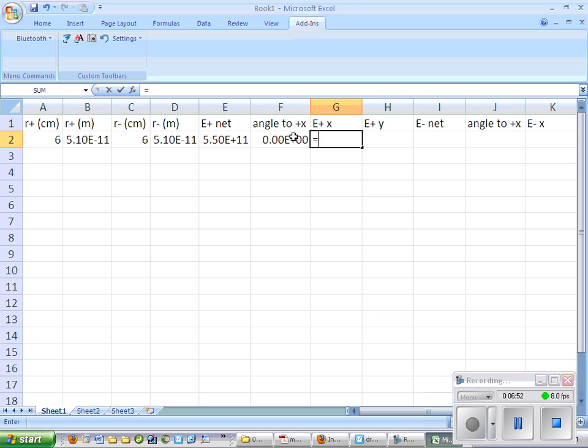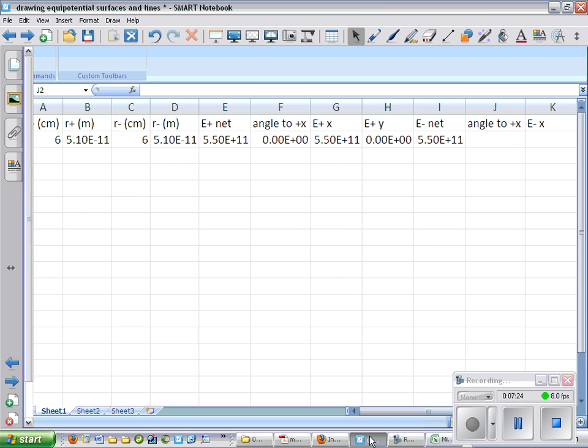X component is equal to the net electric field because there is no y component. Y component is 0. And then I get over to E negative net. Well, the electric field formula is the same, and all of the numbers in it are the same, so it will also equal the same as E positive net, because the distance is the same. So let's look at how that is oriented on our diagram.